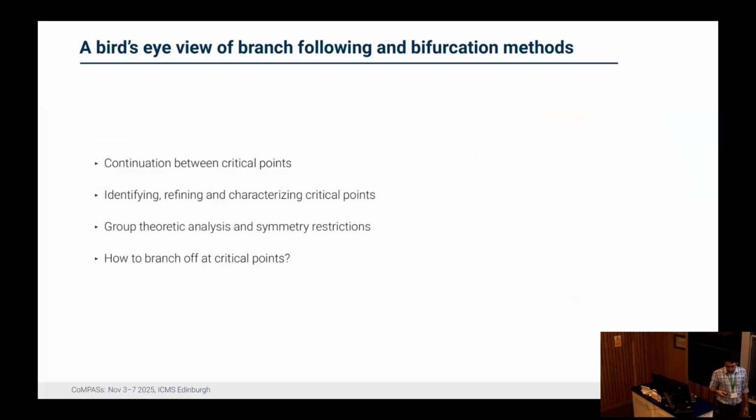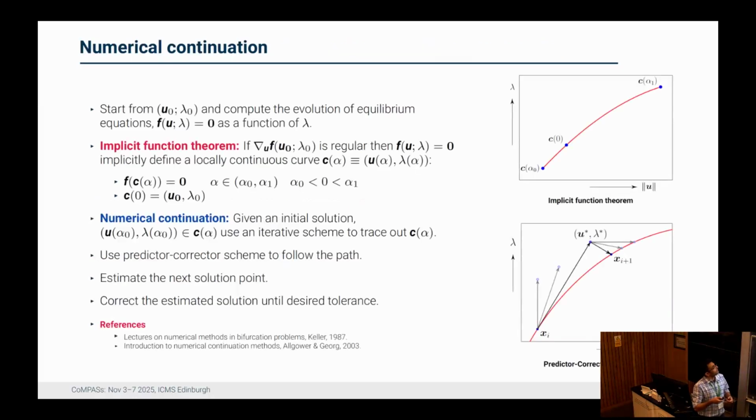What essentially numerical continuation and branch following codes, the main ingredients are: we want to continue between critical points, identify, refine, and characterize the critical points. Use group theory because symmetry gives you more niceties for the equations. It sometimes lets you go to places where you cannot go without symmetry, and it also reduces the amount of computation. And you also should have a methodology of how to branch from a bifurcation from a critical point. So this, as I said, is already covered.